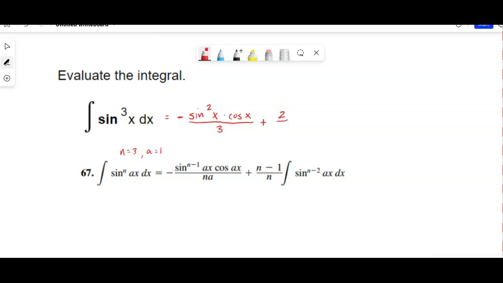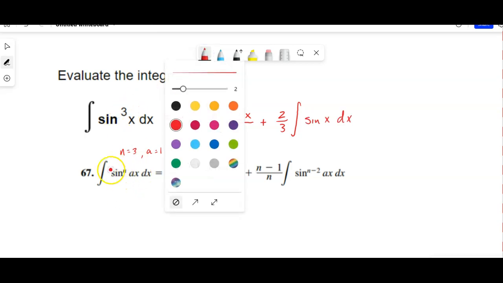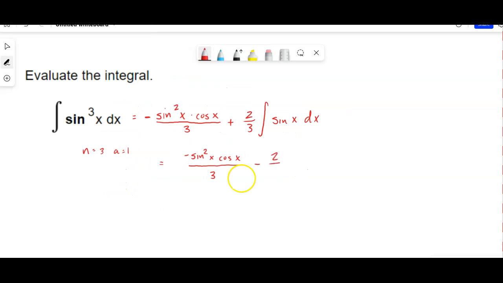so that's 2/3 the integral. And this has an integral within it, kind of like integration by parts. And this integral, just like with integration by parts, ideally is simpler than the previous one. N minus 2 is 3 minus 2, that's just sine. So there's that formula, and now I just integrate the sine function to finish it off. The integral of sine is negative cosine x, and then add the plus C.